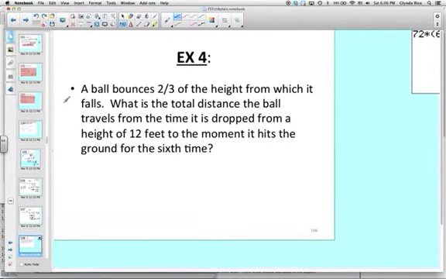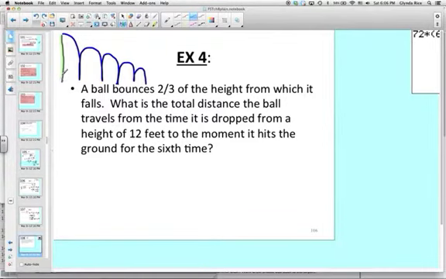Ball bounce problems. Get used to this. They're going to happen a lot. So let's get a picture of what's going on here. The ball bounces 2/3 of the height from which it falls. What is the total distance the ball travels from the time it's dropped from a height of 12 feet to the moment it hits the ground for the 6th time? Starts up here, hits the ground, comes back to 2/3, hits the ground. It actually is going straight up and down, but I'm drawing it over time. Comes up 2/3, 2/3. What do we know about this?